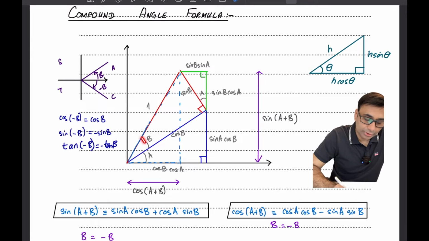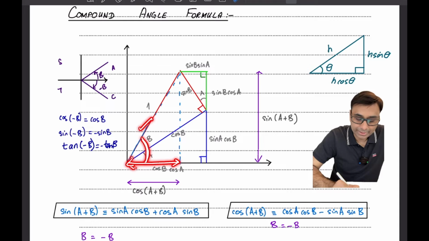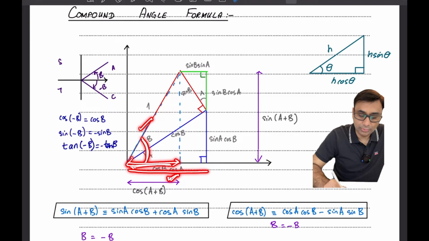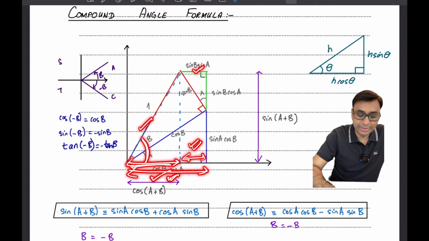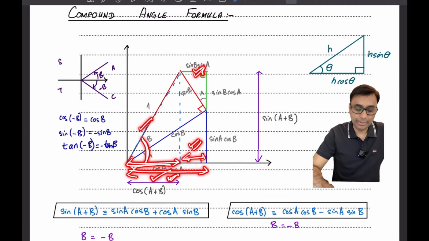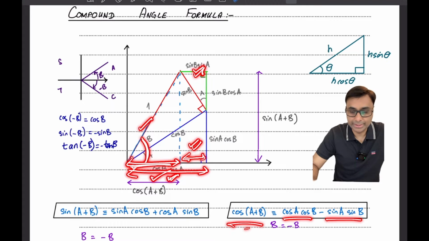Similarly, if I have to find cos of a plus b, that is based upon the hypotenuse, so that will be this upon 1. So if I find this length, that would be cos a plus b. If I look at it closely, that will be this whole length minus this length. This whole length is cos b cos a, and this length is equal to this length, which is sine b sine a. So cos of a plus b is equal to cos a cos b minus sine a sine b. And that's how I get the other compound angle formula.